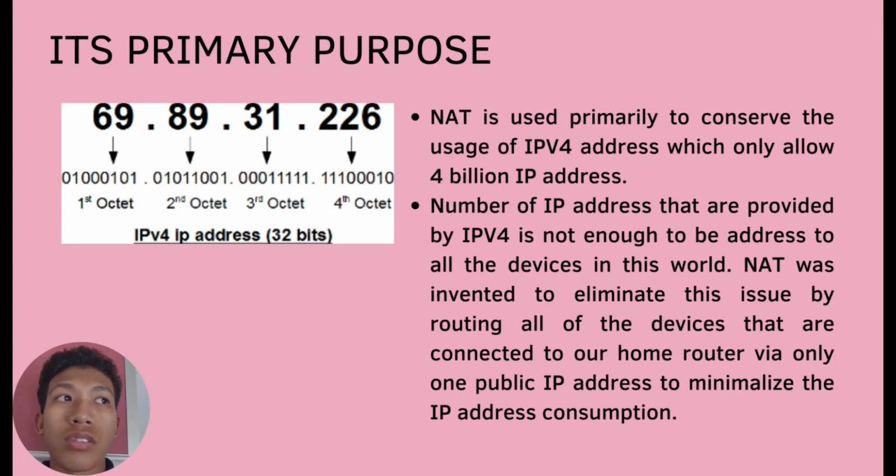The primary purpose of the invention of network address translation is to conserve the usage of IPv4 addresses, which only have the possibility of 4 billion IP addresses. This number of IP addresses provided by IPv4 is not enough for all the devices in this world because there are 7 billion people on this earth. Only 4 billion IPv4 addresses is not enough for every device.